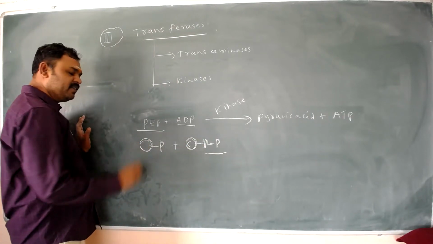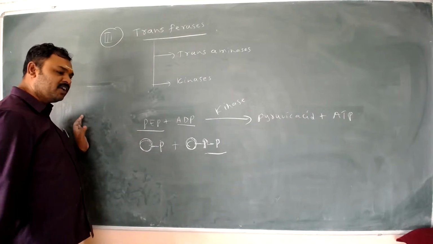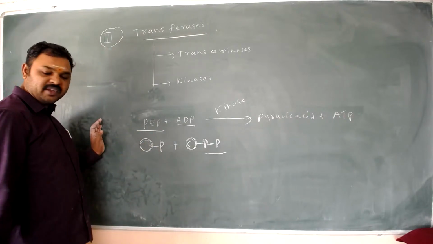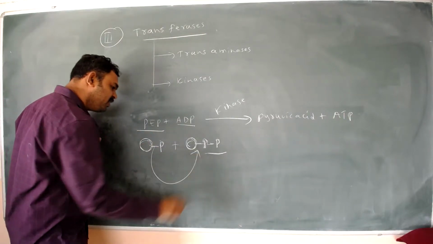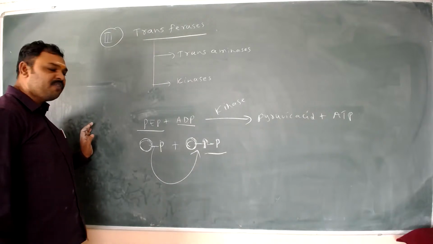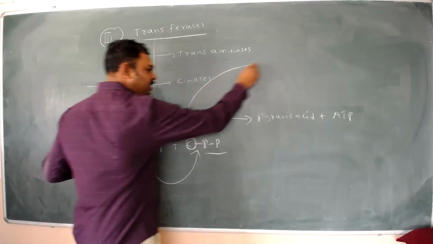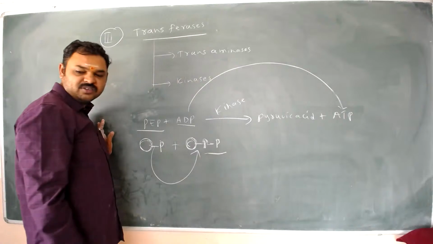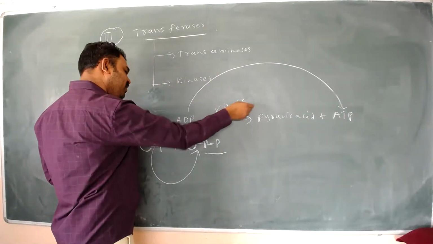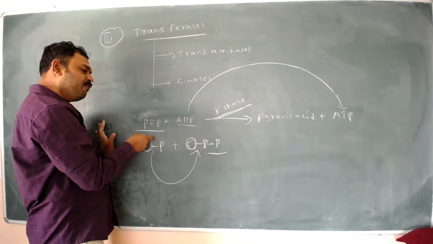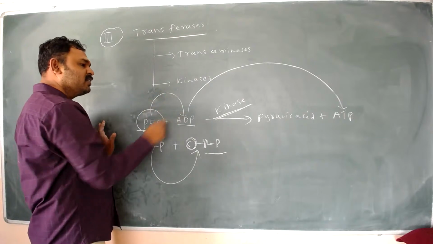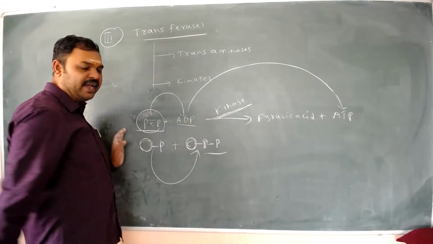Here it is pyruvic acid. So the phosphate group is there in phosphoenolpyruvic acid. This phosphate is transferred, so ADP is converted into adenosine triphosphate. So the enzyme involved in the transfer of a phosphate group from one substance to another substance is called a kinase.